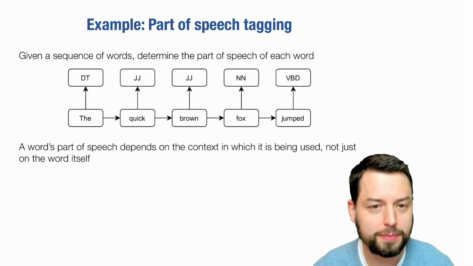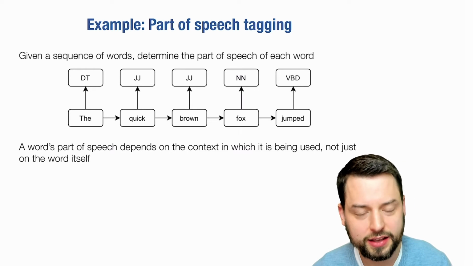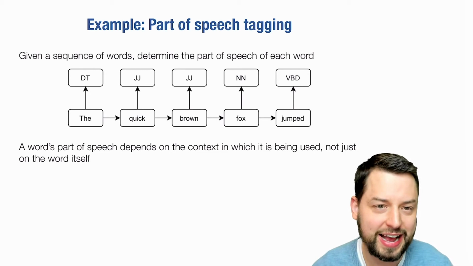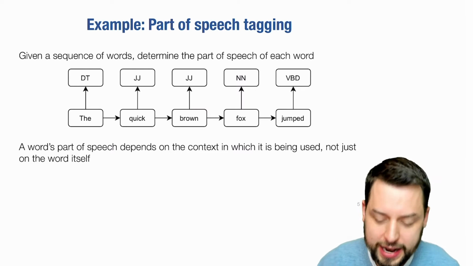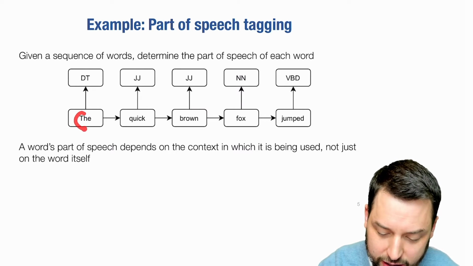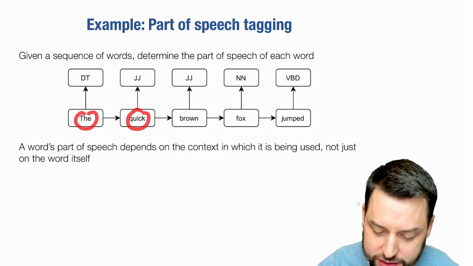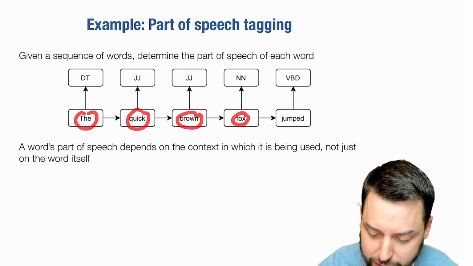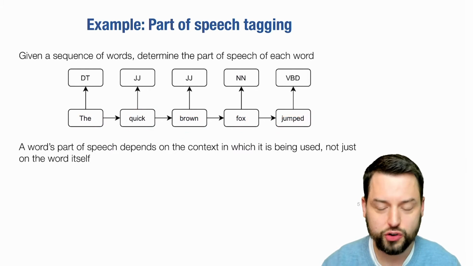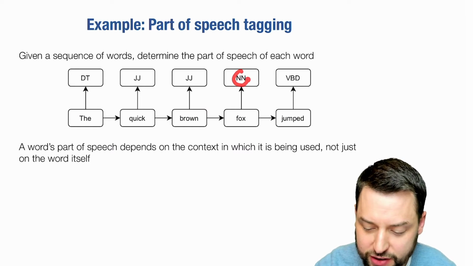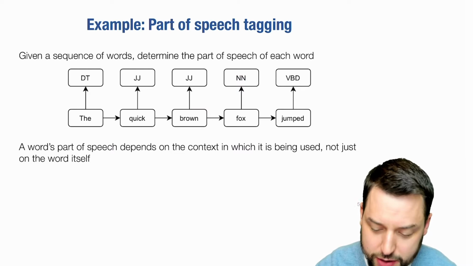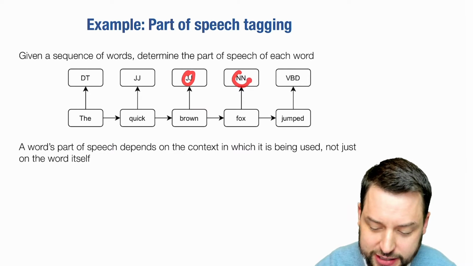One good example of this would be something like part of speech tagging in natural language. So the task here is that we want to take a sequence of words, like the quick brown fox jumped, etc., and predict from each of these the part of speech that each one is. So brown is an adjective, fox is a noun, etc.